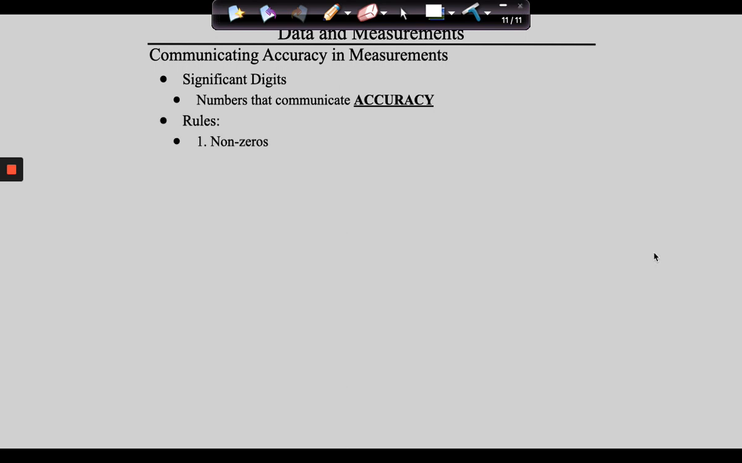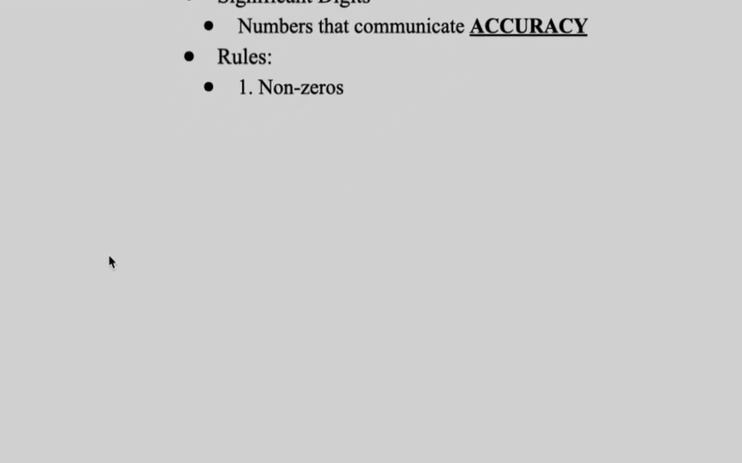So guys, rule number 1 is this. Non-zeros communicate accuracy. Non-zeros are significant digits. So what do you need to be able to do with this? Well, guys, let me show you. You need to be able to take a measurement and identify how many digits of accuracy it contains. So if you'd like to write these down, you can. If not, that's fine too.